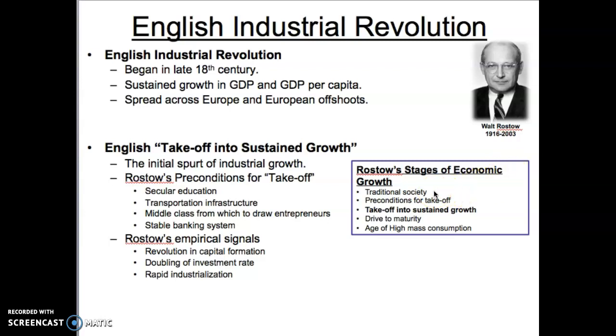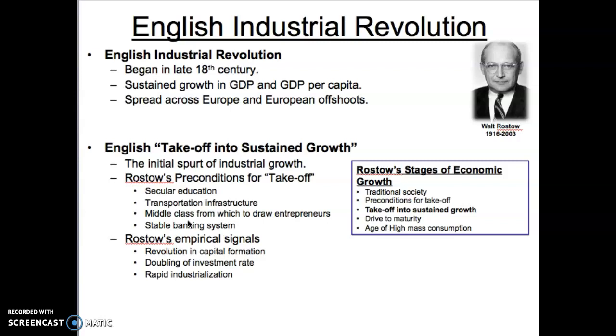Traditional society is going back the longest time. And then he goes to the preconditions for takeoff. For him, that includes some of the things we talked about, like the formation of a corporation and private property rights. But beyond that, you need to have, in his view, secular education. You need a transportation infrastructure so people can get around and move, not just themselves, but goods and equipment. You need a middle class from which to draw entrepreneurs. Middle class people are those that have satisfied their basic needs, so they are more likely to have the extra savings to fund the investment in capital equipment to create the businesses of the future.